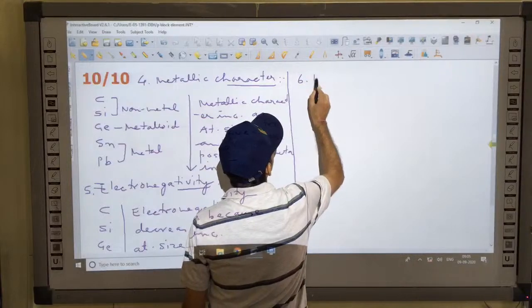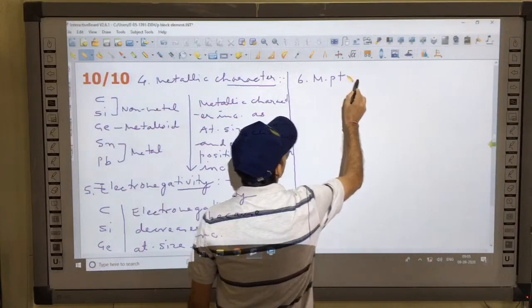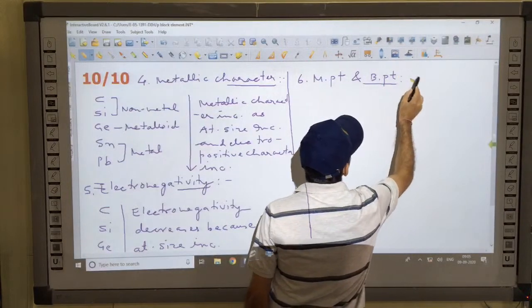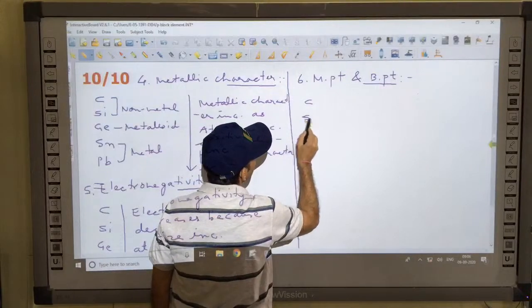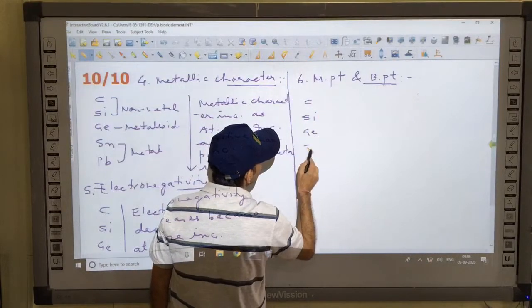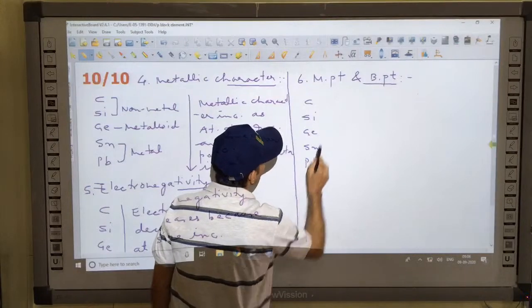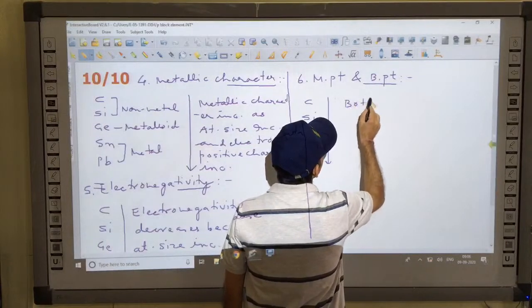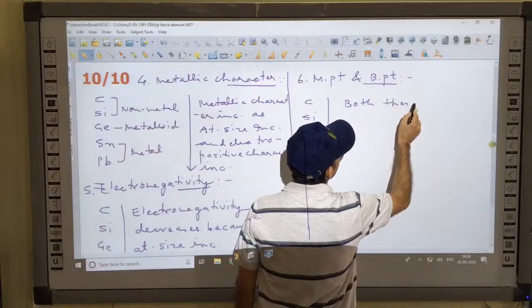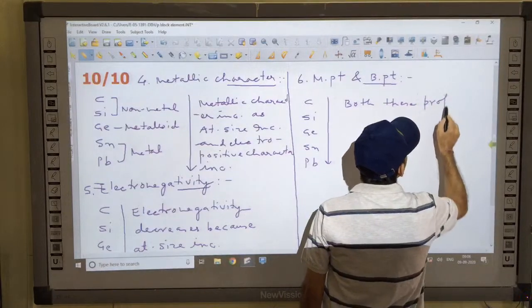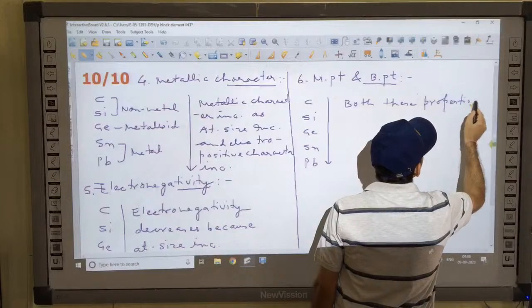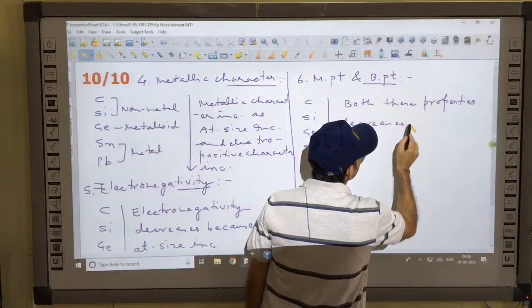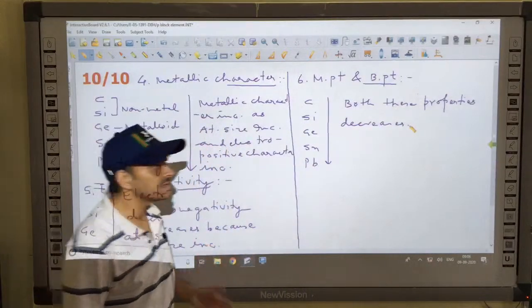Number 6. Melting point and boiling point. Now how do these properties vary? Carbon, silicon, germanium, tin and lead. When you are moving from top to bottom, both these properties decrease. Carbon is a non-metal.